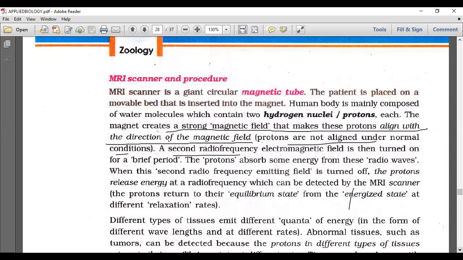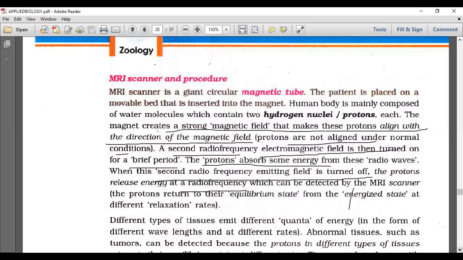A second radio frequency electromagnetic field is then turned on for a brief period. The protons absorb some energy from these radio waves. When the second radio frequency emitting field is turned off, the protons release energy at a radio frequency which can be detected by the MRI scanner.